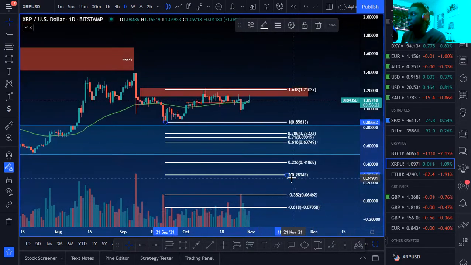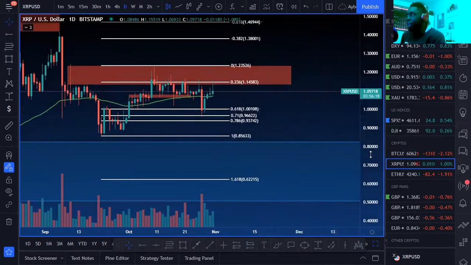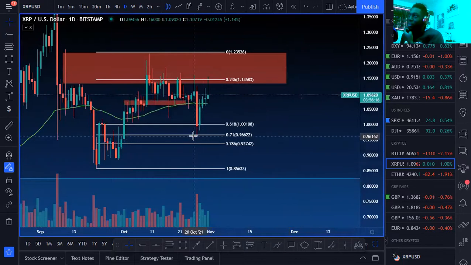Wait, what the heck? Oh, there it is. I do like how price came down, hit the 71% fib, which I was not paying attention to, and then ended up going bullish. But it came back up to and left a wick on the daily time frame, which I'm not liking.